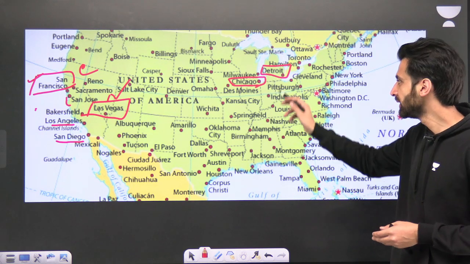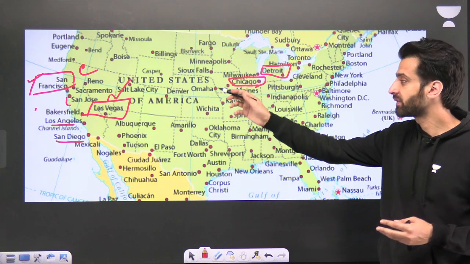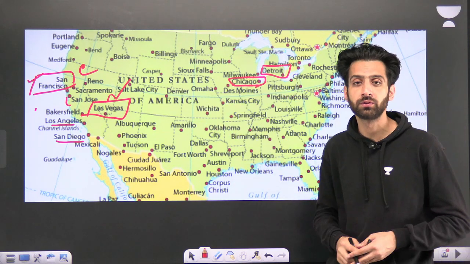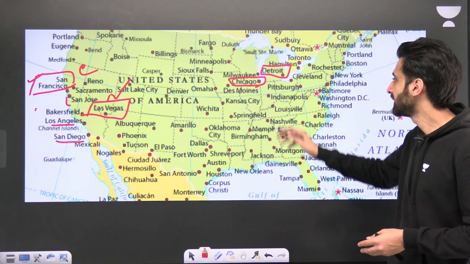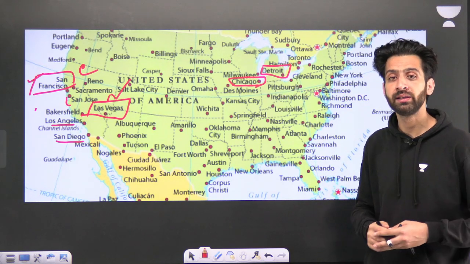Take down these points as well. Why is Detroit famous? Why is San Francisco famous? What is Las Vegas known for? All these things you should know. Detroit is known as the hub of automobile industries.